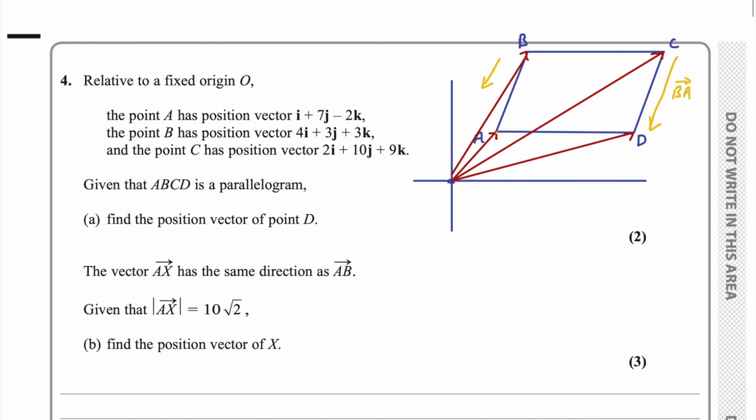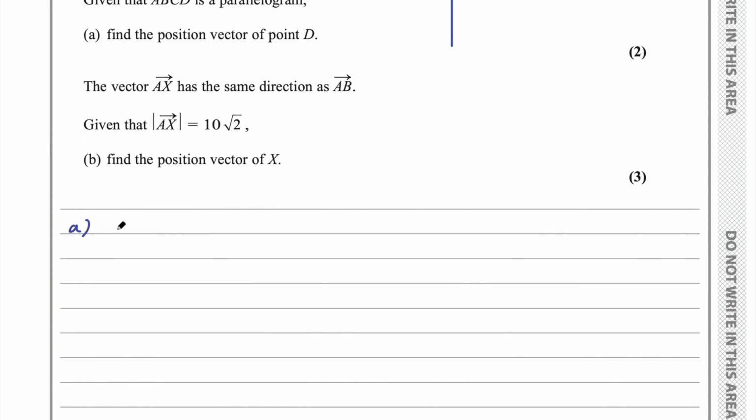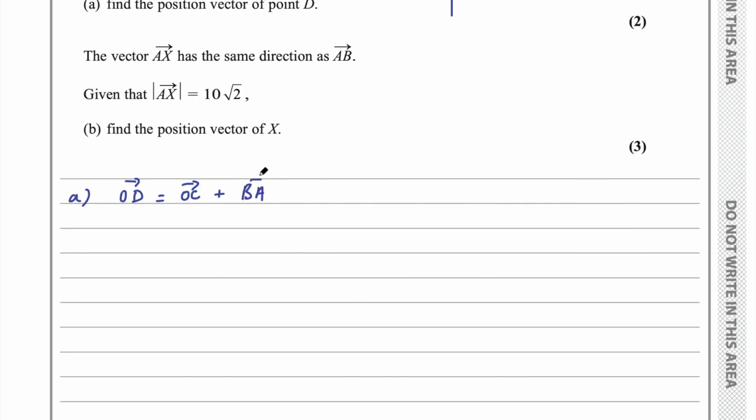All right, so I'm going to use that idea to find the position vector of point D. So let me just state my reasoning here. The position vector OD is going to equal OC plus the vector BA. Or you could do that the other way around, you could take the vector AB. So the vector BA equals, as I said before, negative OB plus OA. So therefore, the vector OD equals OC plus negative OB plus OA.